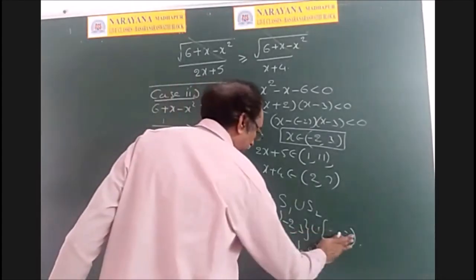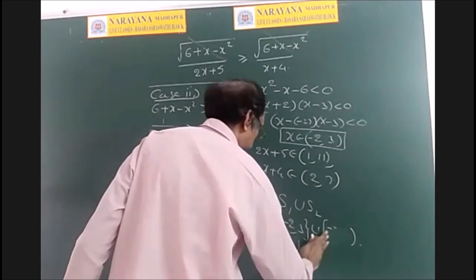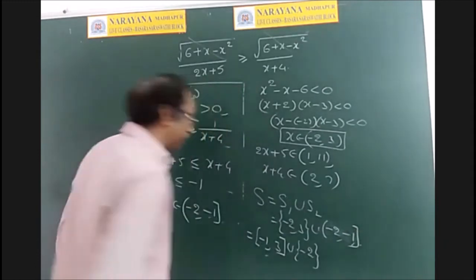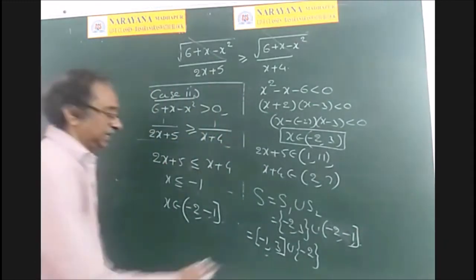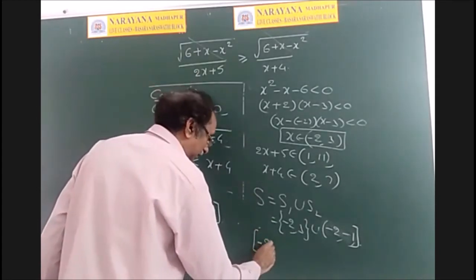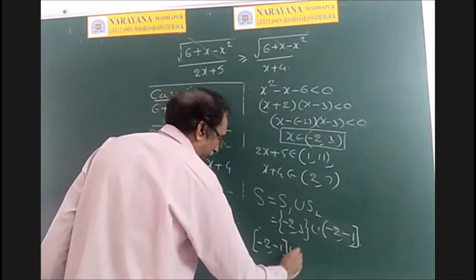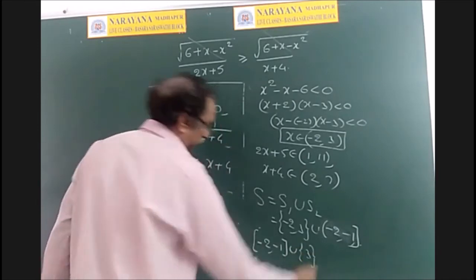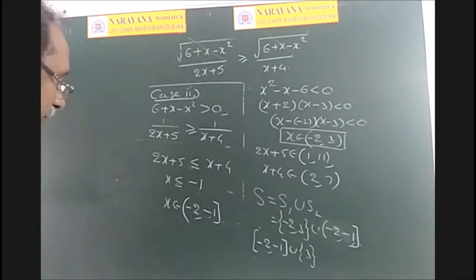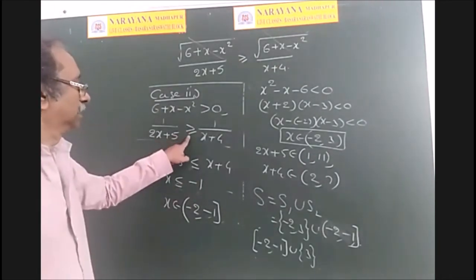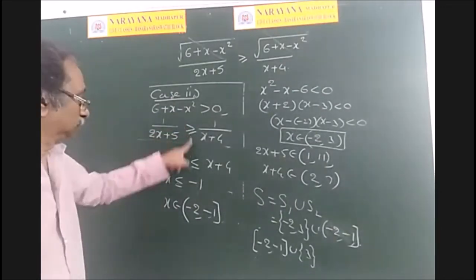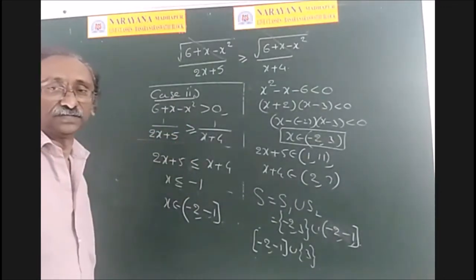So what is S2 here? Open minus 2, closed minus 1. But see here, minus 2 is in this set. And therefore, the answer is closed minus 2 to minus 1, union 3. Right. So Divit Reddy, thank you. So whenever both have the same sign, if you reverse those two numbers, the inequality must be reversed.